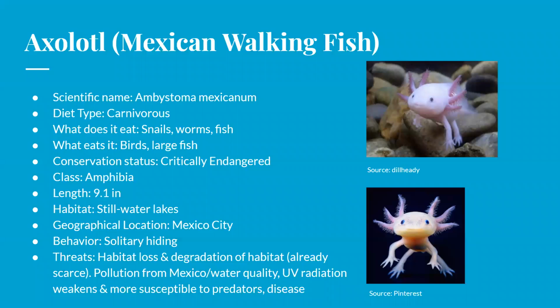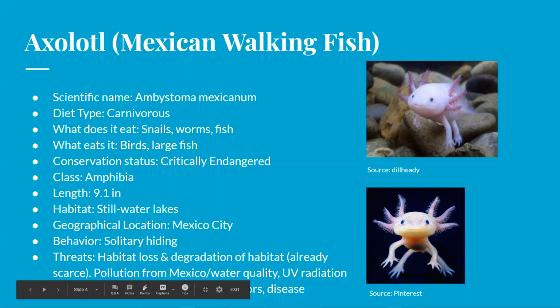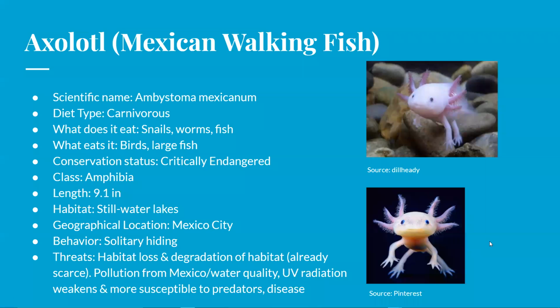And then it's threatened by habitat loss and degradation of habitat, and their habitat is already very limited and scarce. And then it's threatened by the pollution from Mexico City, which is damaging the water quality. And then also ultraviolet radiation from the sun weakens these axolotls and makes them more susceptible to predators and disease. So these are just some facts about one rare organism called the axolotl. Even the name is pretty unique. So this is just to give you some ideas.